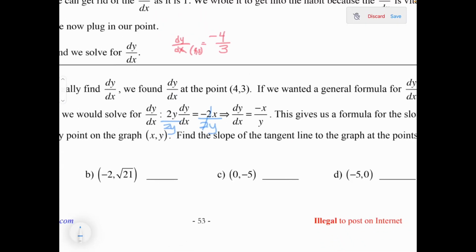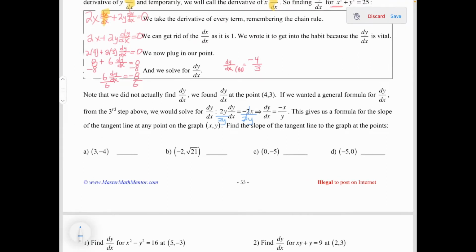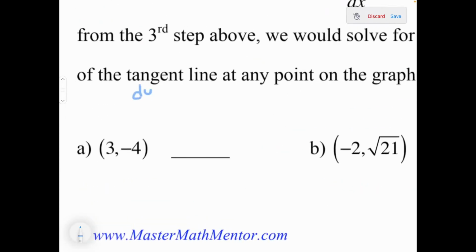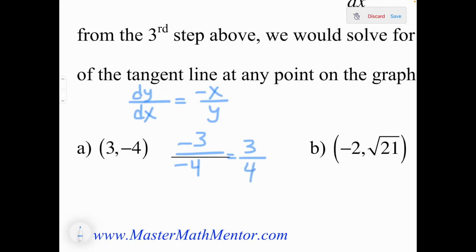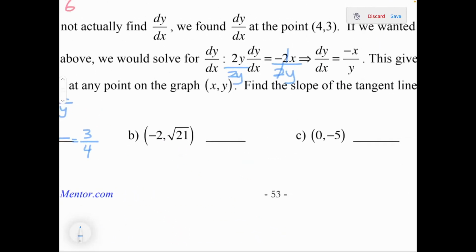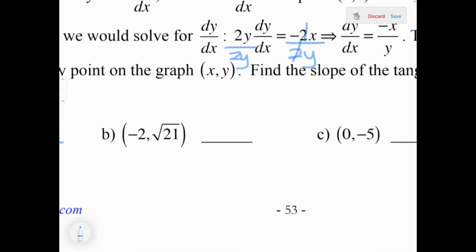We'll see a lot of examples like those in a little bit where they actually go through and solve for dy/dx before they plug the number in. But again, we're just going to treat that dy/dx like a variable and get it by itself. So now we're going to take the same dy/dx equals negative x over y, and find the tangent line at a whole bunch of points. So dy/dx at 3, negative 4 is going to be negative 3 over negative 4, which is just 3 over 4. Once we get the formula, we don't have to solve for dy/dx over and over again. We can just plug these in.